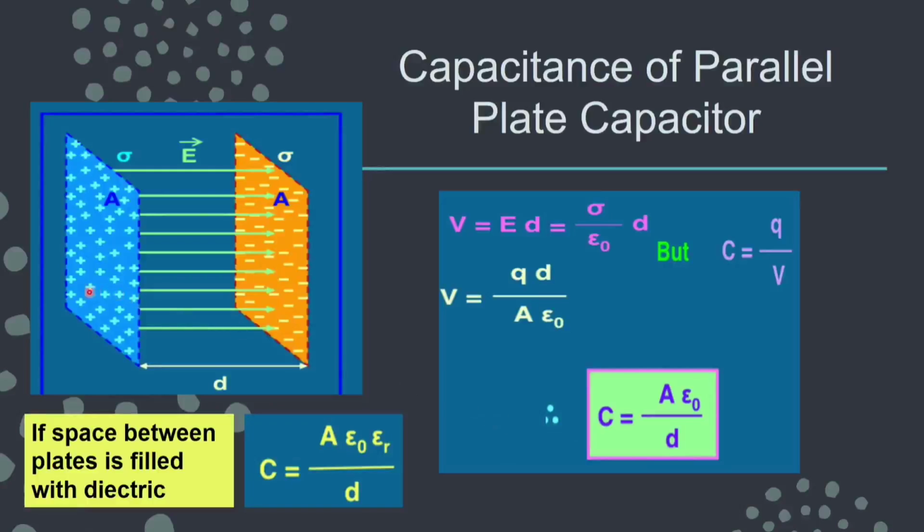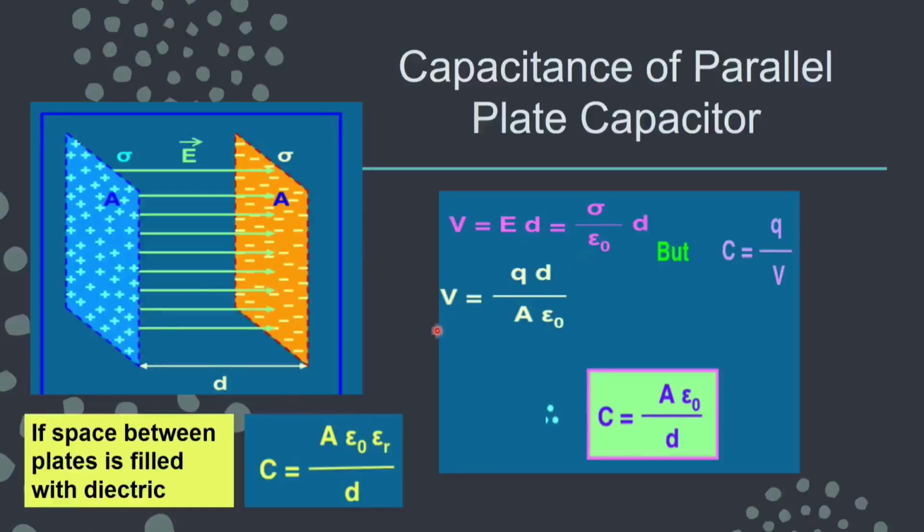Now if I replace this medium with some other medium, then the permittivity will be different. Then it will not be epsilon naught, it will be epsilon. Then for a given medium, the formula for the capacitance will be A epsilon upon d. So epsilon can be replaced by epsilon naught epsilon R. Epsilon R is of course the dielectric constant, or you can say the relative permittivity. So if the space between the plates is filled with some dielectric, then the formula for the capacitance will equal A epsilon naught epsilon R upon d.